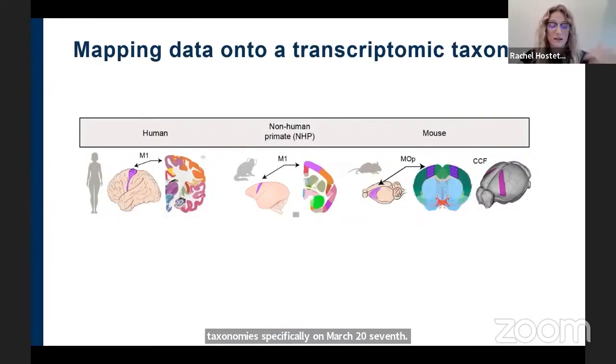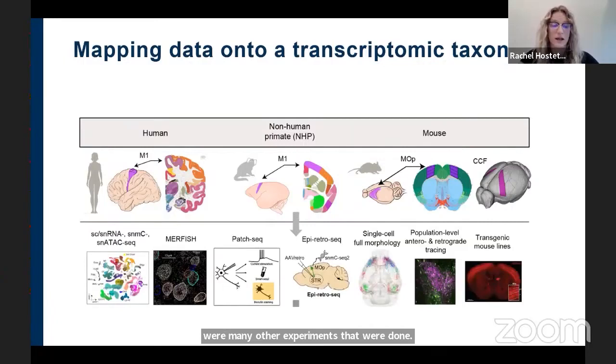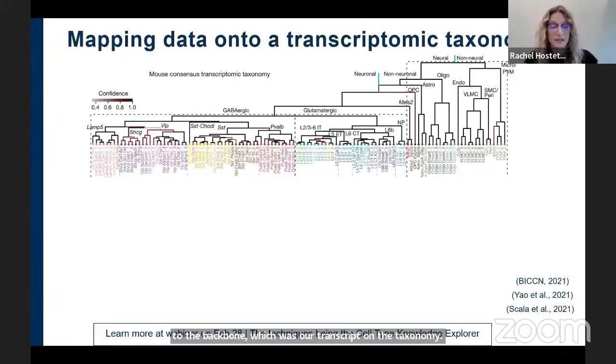And so all the research data that I just showed you was specifically based on transcriptomic data, but there were many other experiments that were done on these samples from our different species, specifically looking at spatial data, so looking at the spatial transcriptomics, experiments to look at the electrophysiological properties of cells, or to look at the projections, the full morphology or the local morphology, and also a lot of different transgenic mouse lines were used as well. And so these experiments were really mapped onto the backbone, which was our transcriptomic taxonomy. And so here again is specifically just the mouse transcriptomic taxonomy.